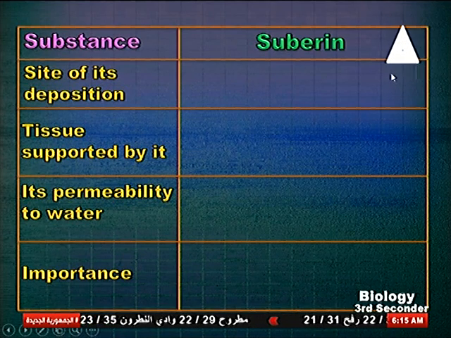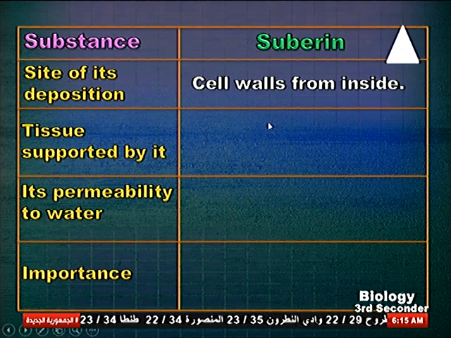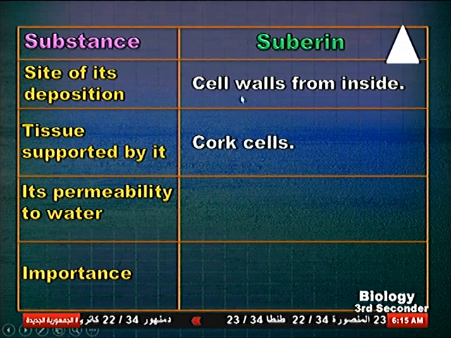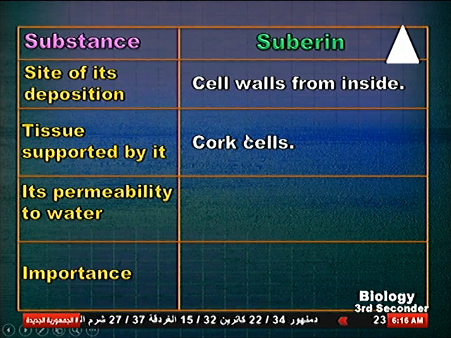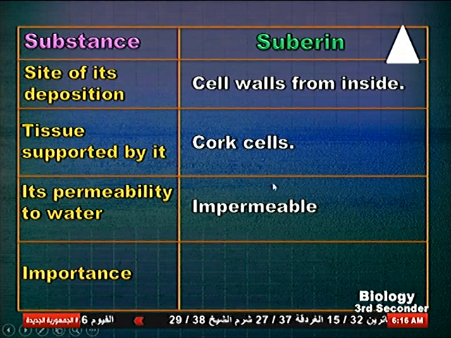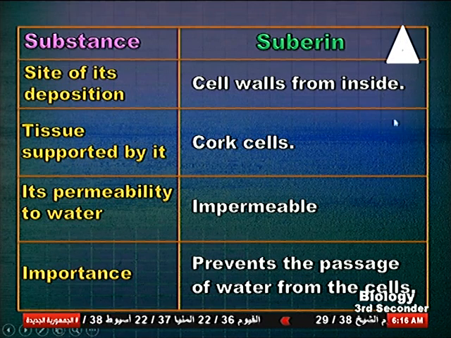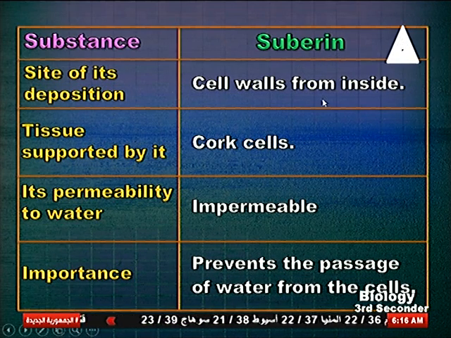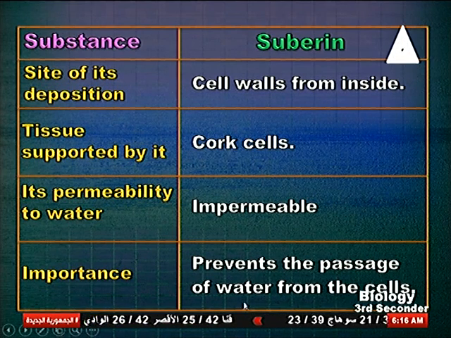Finally, suberin. Suberin is present in the cell wall of cork cells. So again, suberin is present in the cell wall from inside of the cork cells in woody stems. Suberin is water impermeable. It prevents the passage of water from the cells. Also, suberin has another importance, which is an immunity function, preventing invasion of microbes into the plant stem.